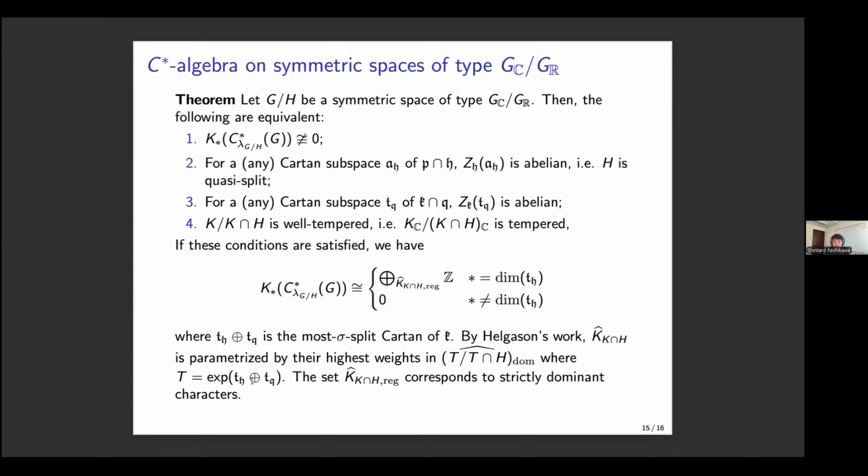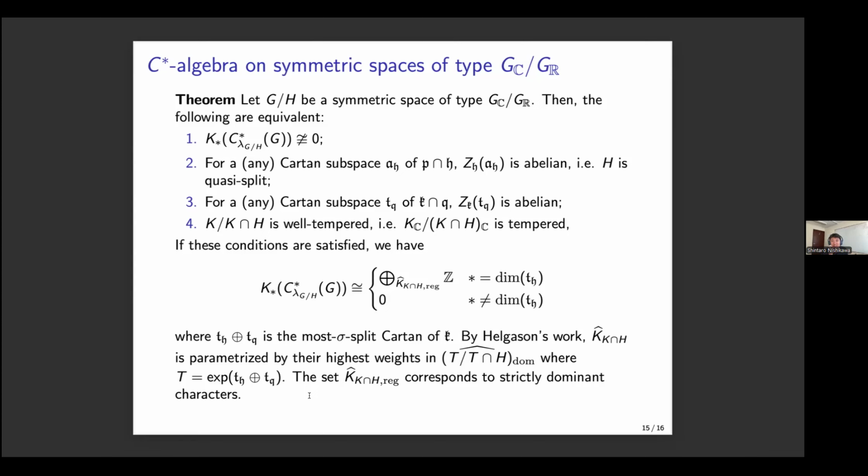Sorry, is the number of summands in that direct sum usually finite, infinite, or what? It's infinite almost all the time, except some degenerate cases, for example. So you cannot distinguish two of them by K-theory, because it's infinite. Yeah, but that's true for any complex reductive group. K-theory is most of the time just a sum of infinitely many copies of Z.